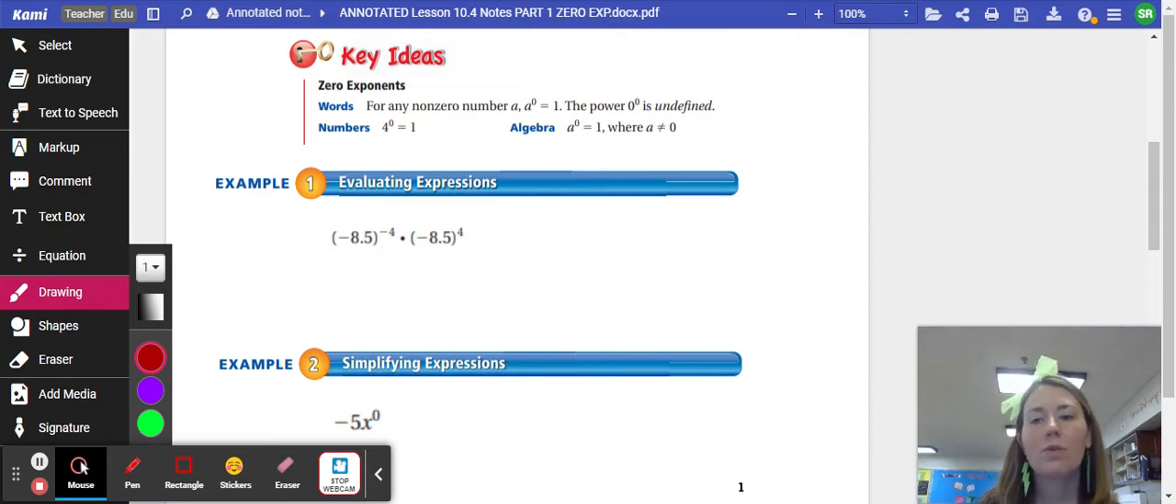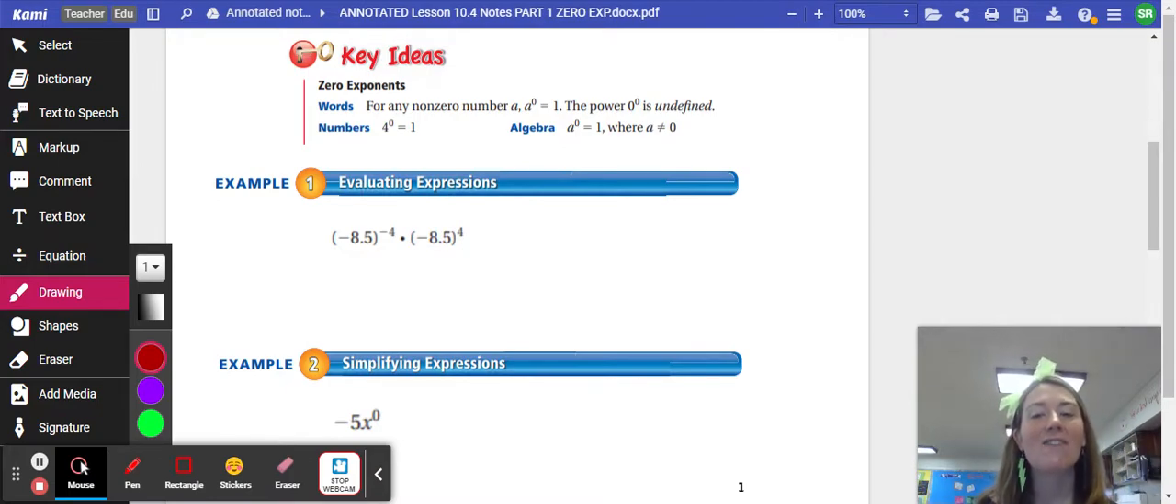Everyone, today we're going to go through a couple of notes and examples about zero exponents. By now you have already completed the class kick activity where we discovered a little bit of information about zero exponents. What we've learned so far is that for any non-zero number a, meaning the base is not zero, a to the power of 0 equals 1. The power 0 to the power of 0 is undefined.